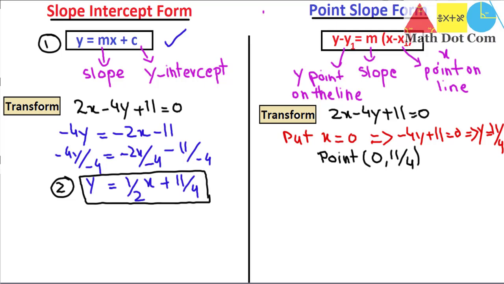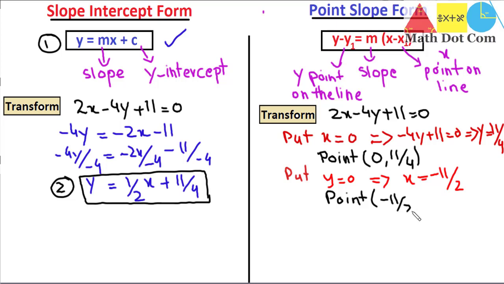For that purpose we will put y equals 0, as it will be easier. Then the value of x will be x equals minus 11 by 2. Keep in mind that these are points that lie on the line. So the other point on the line is (-11/2, 0). So these are the 2 points.